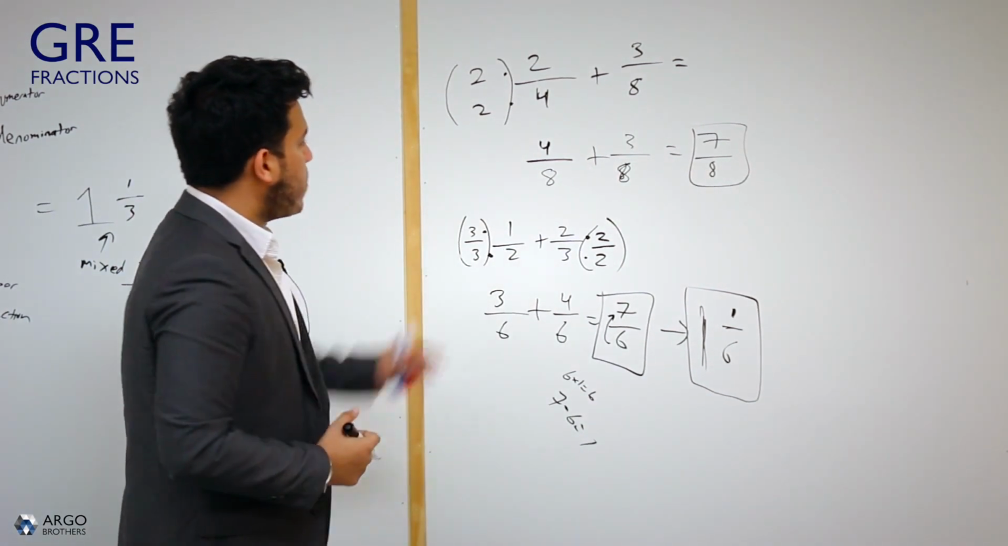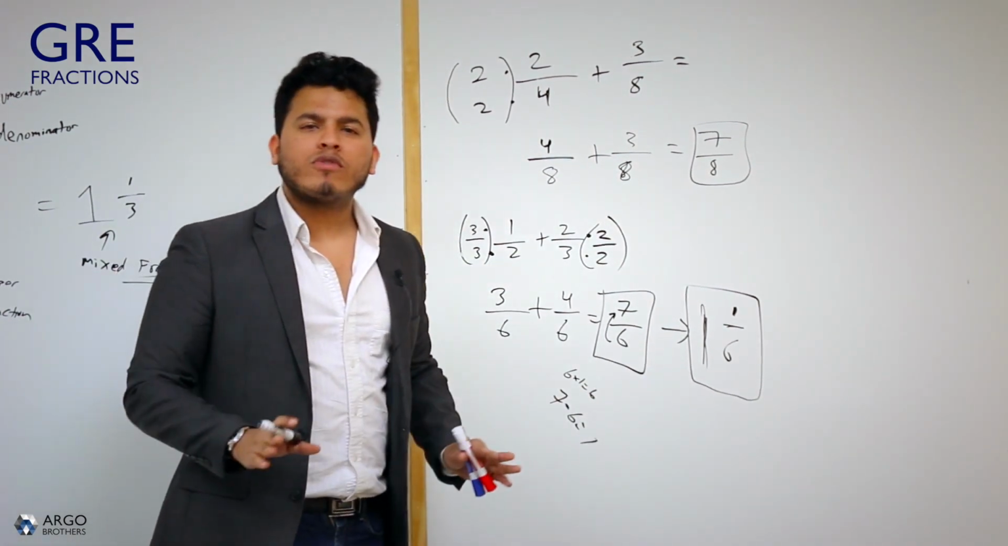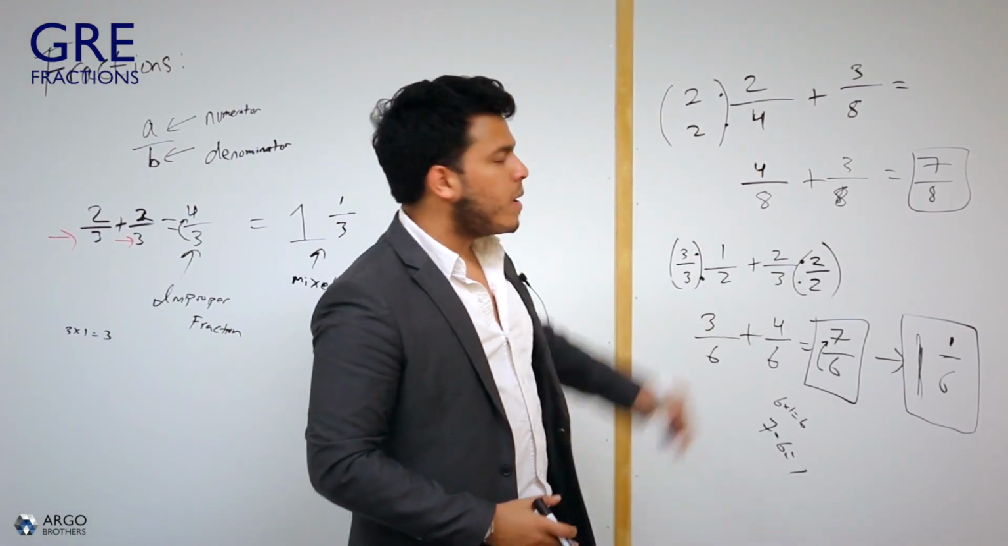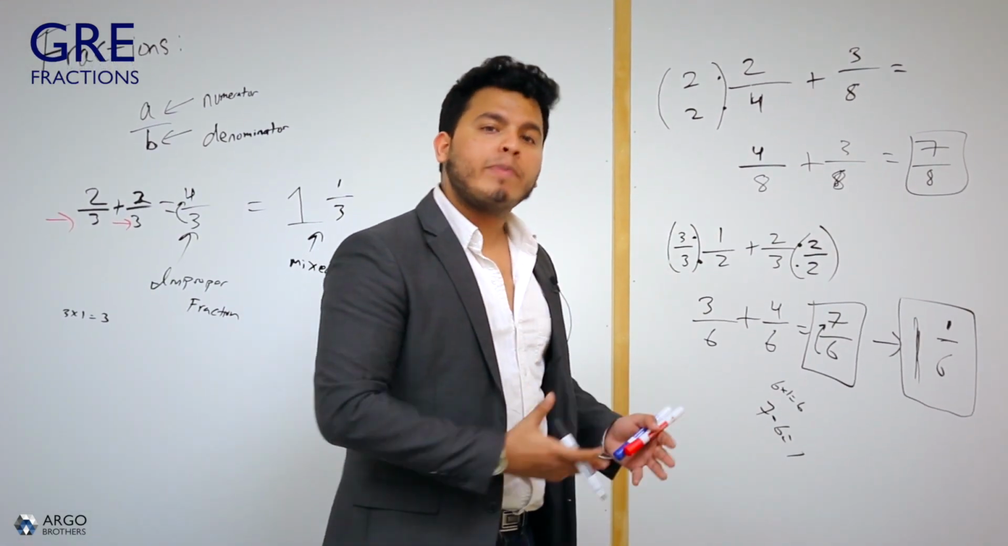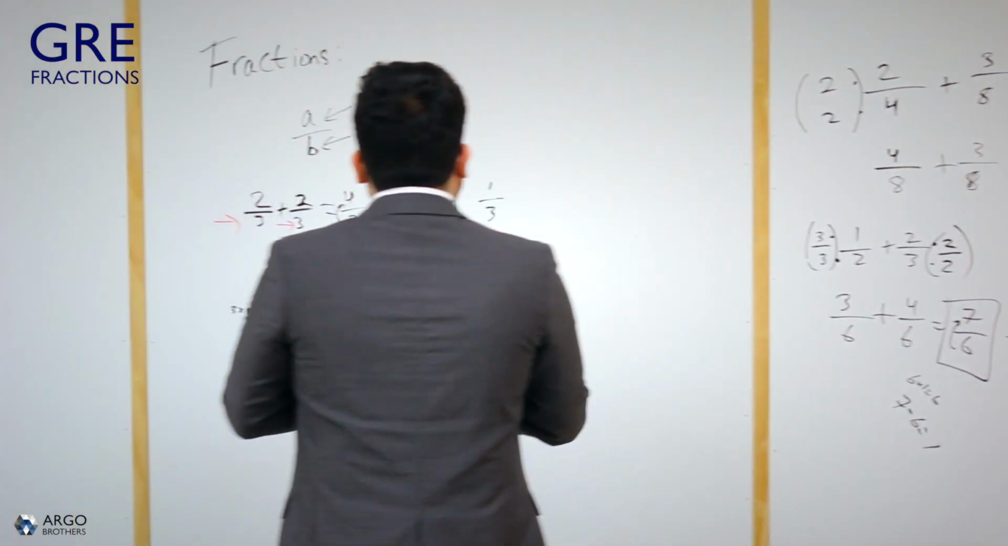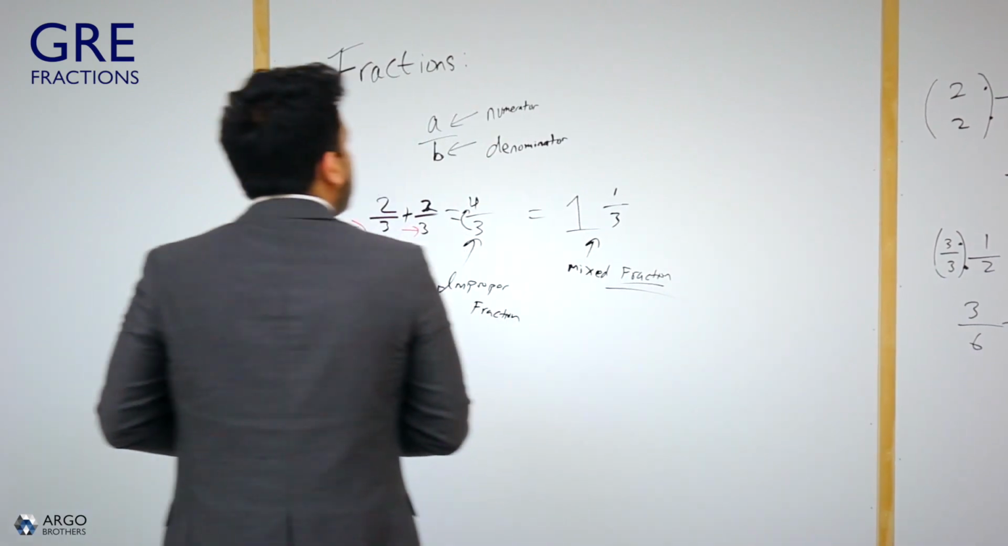So this is a problem about addition. Same thing goes for subtraction. If you're subtracting, the same exact rules apply. Your denominators must be the same. If not, you manipulate them and then subtract the numerators to get your answer. Let's go ahead and take a look at some multiplication. How do you multiply fractions, right?